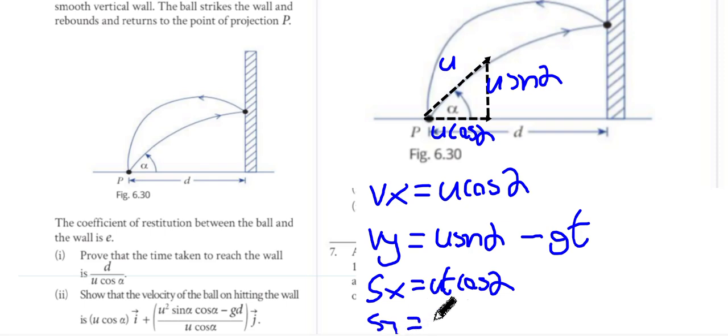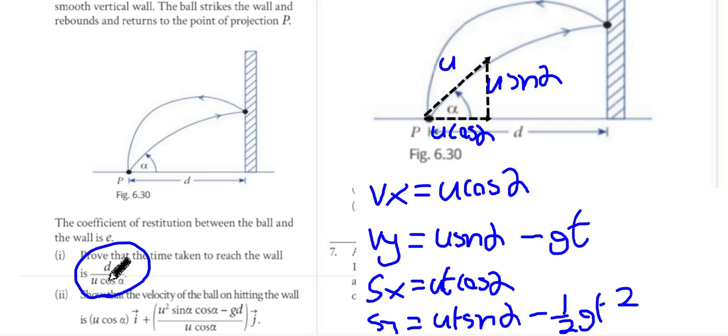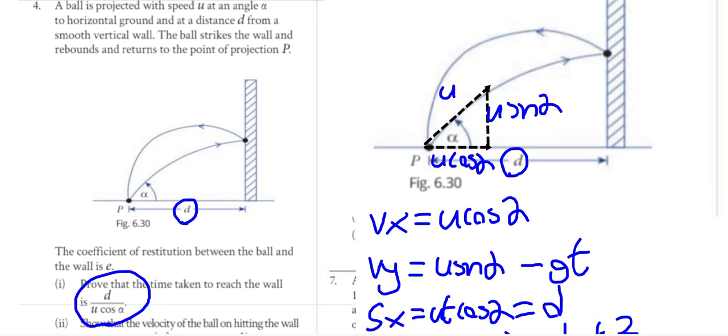And Sy is u sine alpha t, then minus a half g t squared. Your first question is to find the time taken to hit the wall. I think you know the Sx, don't you? I think it's Sx equals d. Give us an e value.